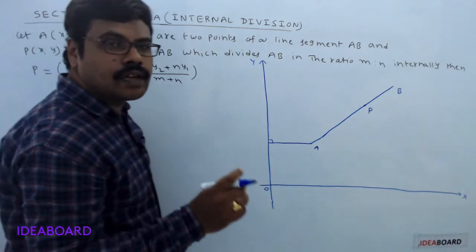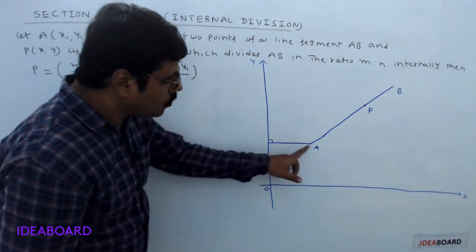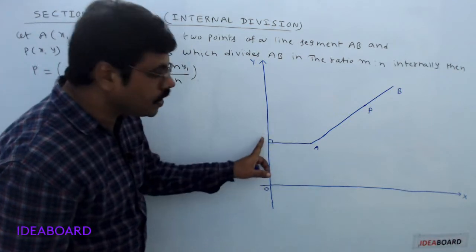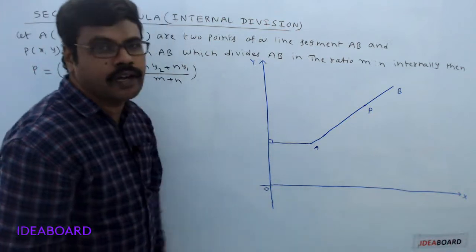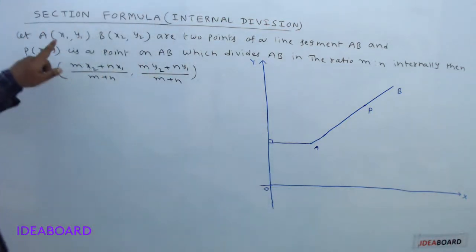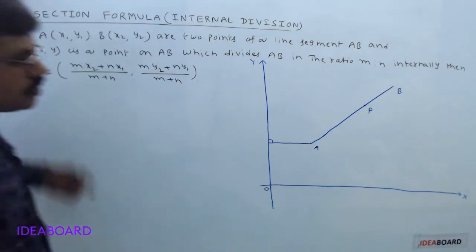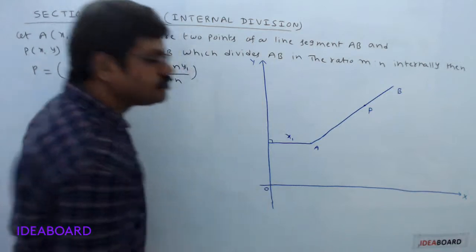What is the definition of x coordinate? The perpendicular distance from a given point to the y-axis is called the x coordinate of that point. Here, what is the x coordinate of A? The x coordinate of A is x1. So this length is nothing but x1.